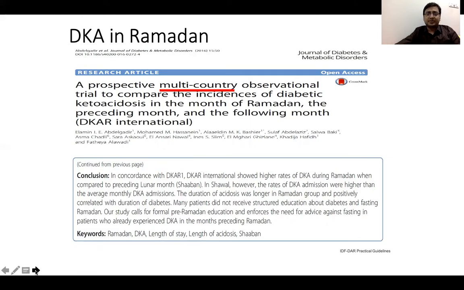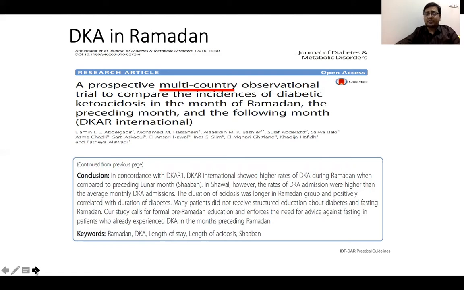Coming to diabetic ketoacidosis, which is a very dangerous complication of this prolonged fasting in this group of patients. A prospective multi-country observational trial was done to compare the incidences of diabetic ketoacidosis in the month of Ramadan, the preceding month and the following month. The conclusion of the study was that, in concordance with DKAR1, DKAR International showed higher rates of DKA during Ramadan when compared to the preceding lunar month. In Shawwal, however, the rates of DKA admission were higher than the average monthly DKA admissions. The duration of acidosis was longer in the Ramadan group and positively correlated with duration of diabetes. Many patients did not receive structured education about diabetes and fasting in Ramadan.